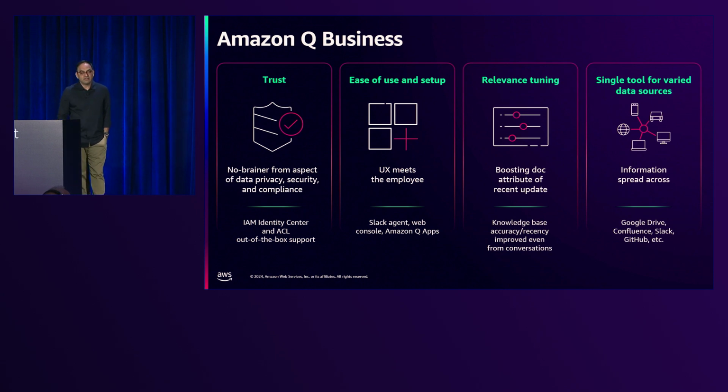Why did we go with Amazon Q Business? The first thing being the nature of our product, trust is foremost. As I mentioned, scale and trust. Scale is the second part; trust is the most important for our customers. And it's a no-brainer from the aspect of data privacy, security, and compliance. We want to make sure our end users' data is safe and secure and the access is not misrepresented.